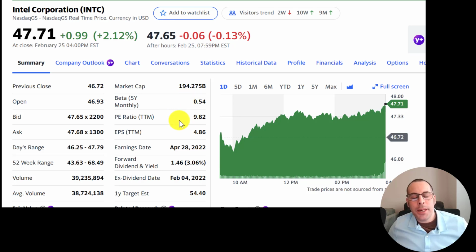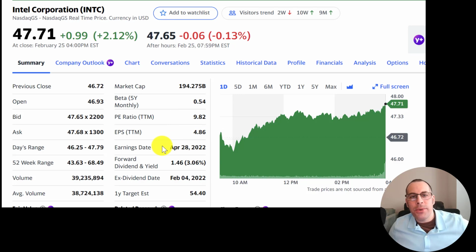They have a really good PE ratio of 9.82. That's market cap over earnings. Earnings is the same as net income. We'll see their net income later in the financial section on the income statement. The EPS, earnings per share, is 4.86. That's net income over shares outstanding. Another way to calculate the PE ratio, take the stock price divided by the earnings per share.